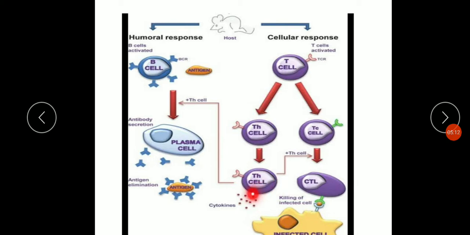Helper T cells are specifically destroyed by the virus responsible for AIDS, resulting in the loss of immunity. So you have studied about AIDS, where the immunity of the person decreases. Why? Because these helper T cells are destroyed by HIV, the virus of AIDS.